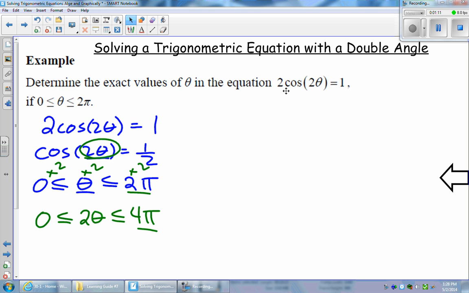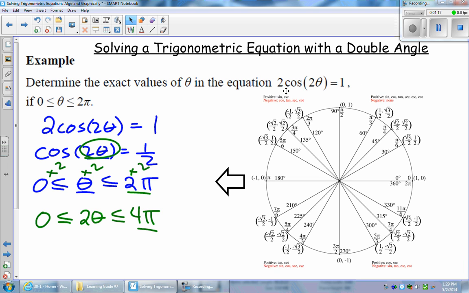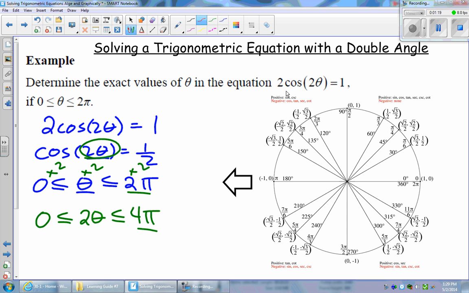So let's go and look at the unit circle here and find out where my solution is going to lie. Now remember, we're looking at values for theta, or 2 theta I should say, where your x value is 1/2. So looking at the unit circle, cosine will be positive in 2 quadrants. So using add sugar to coffee, cosine is positive in quadrant 1 and in quadrant 4. So where is cosine 1/2? You'll see here on the unit circle that we have cosine 1/2 at exactly pi over 3.